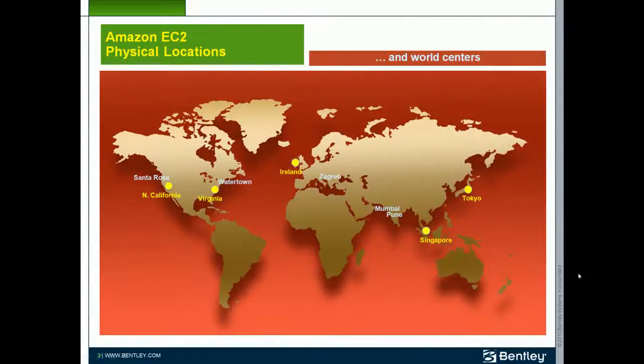In order to make the cloud possible, Amazon built data centers around the world. These are North California and Virginia in North America, Ireland in Europe, Singapore and Tokyo in Asia.